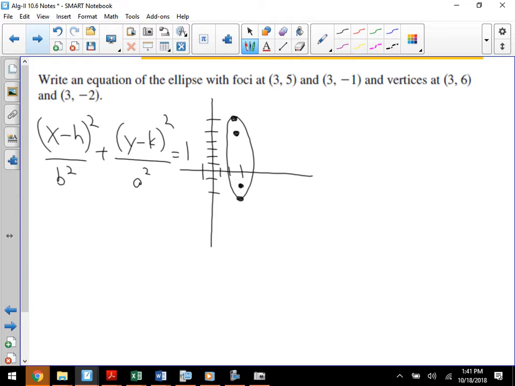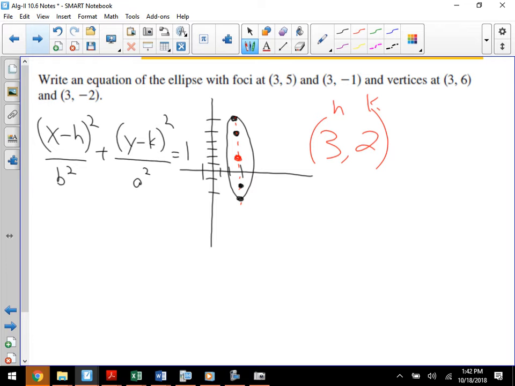And what's nice is this. It's got to be on that vertical line, doesn't it? Your x-coordinate has to be 3 for the center. We just got to figure out what the midpoint is. What's 5 plus negative 1? What's half of that? There it is. Your center is at (3, 2). Here's your h. Here's your k.